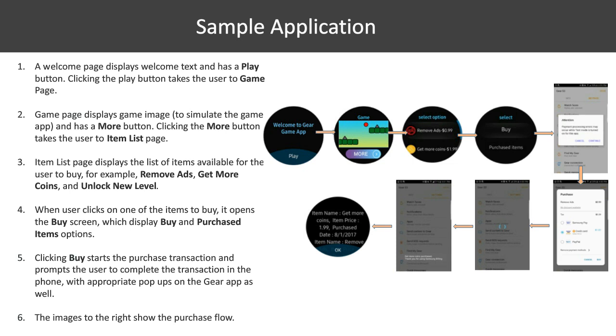When the user clicks the buy button, the Gear device shows a pop-up to finish the transaction on the phone. And on the phone, as you can see, there is a pop-up which gives you the purchase interface for the users. When the user clicks continue, it displays the different kinds of payment method available for users to buy it, like Samsung Pay, credit card, PayPal, etc. And the user can choose one of the options and click buy button. Once the transaction is complete, it shows an appropriate pop-up saying the purchase has been completed on both the mobile device as well as the Gear device.